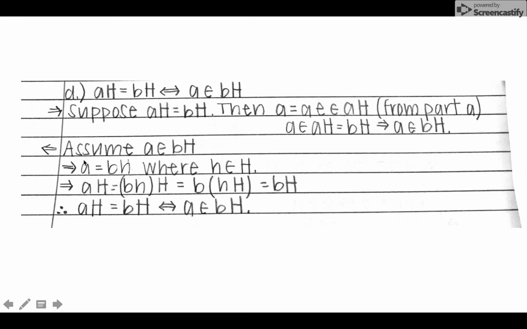And so then the other direction, we assume that A is in BH. Therefore, A is equal to Bh, where h is in capital H. Therefore, AH is equal to Bh times capital H. And then by the associative property, that's equal to B lowercase h uppercase H, which is equal to BH.